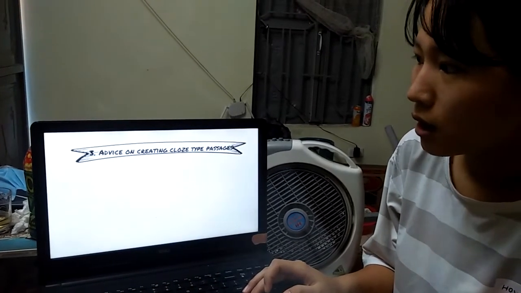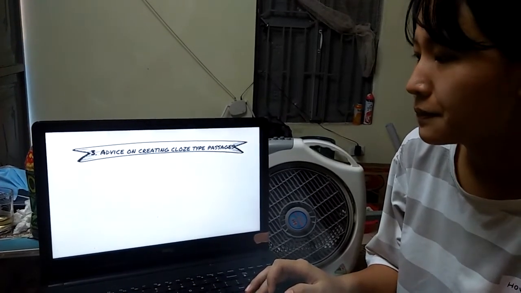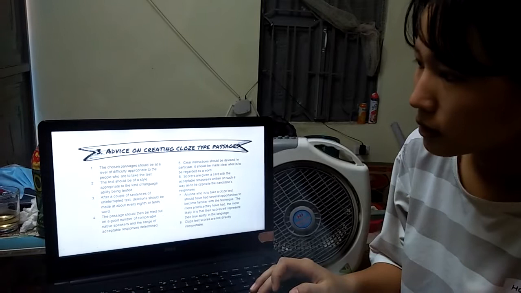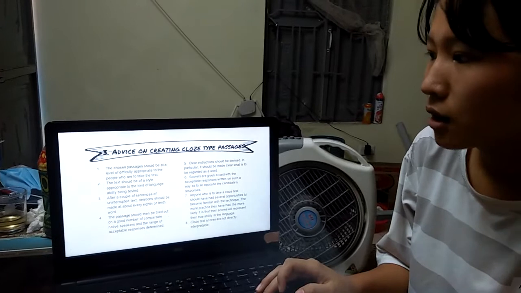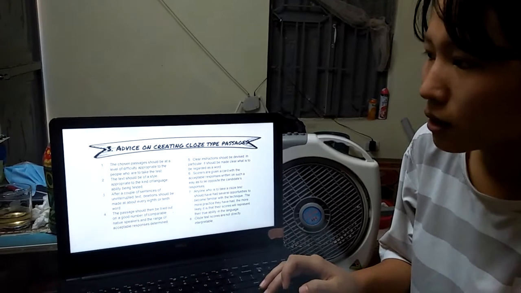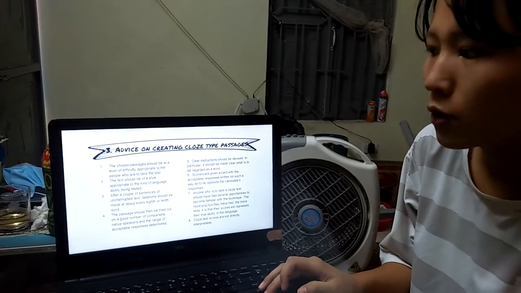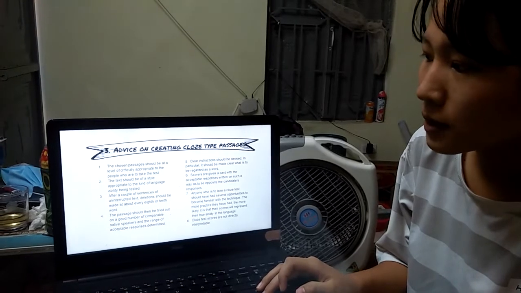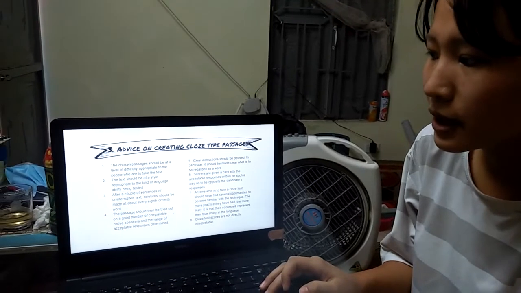And the third arises on raising cloze test passage. There are eight ideas. The chosen passage should be at a level of difficulty appropriate to the people who are to take the test. The text should be of a style appropriate to the kind of language ability being tested.